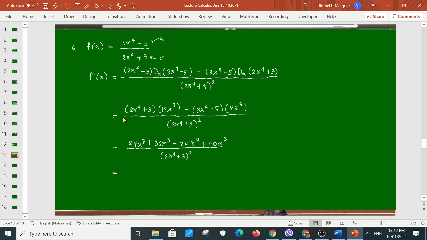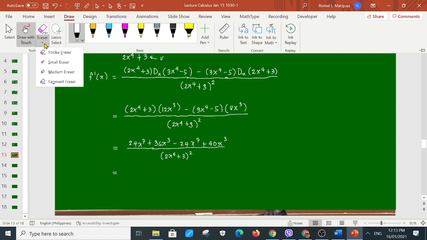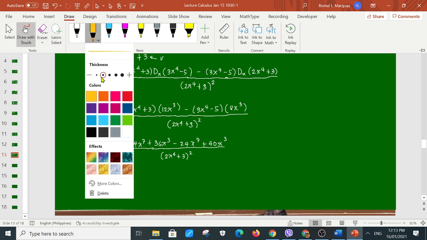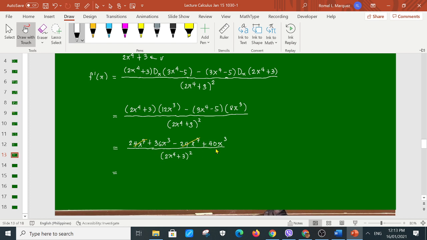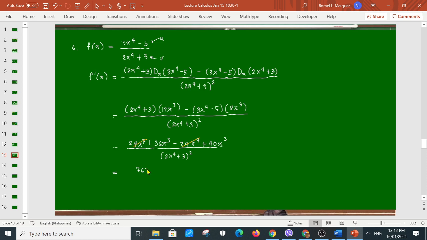24 minus 24. 0 na? So this is 0. So what is 36 plus 40? 76. So then x cubed all over 2x to the fourth plus 3 quantity squared. Okay, so that's the derivative of such quotient.